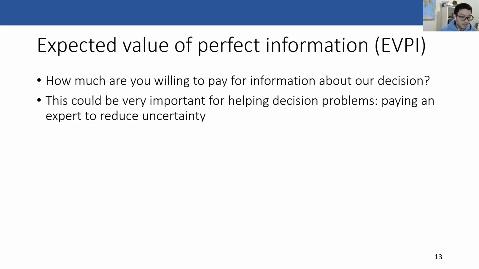Now let's talk about expected value of perfect information. So this is kind of an interesting concept. This is a way of saying how much it makes sense to value specific outcomes in your decision tree. Okay, and so again, I think the best way to demonstrate this is by example.